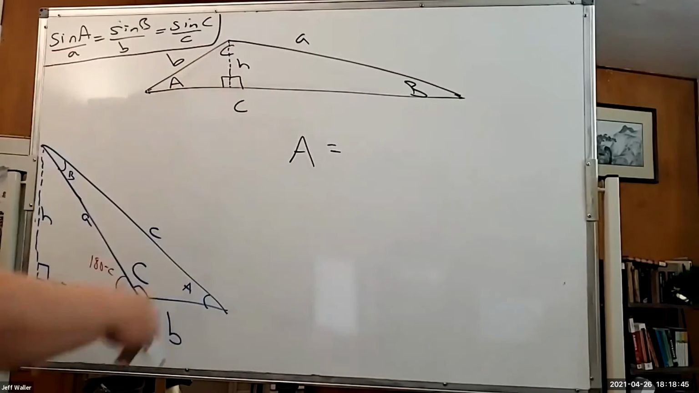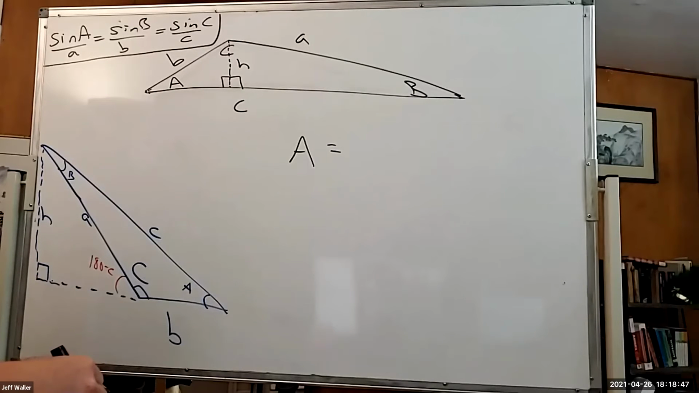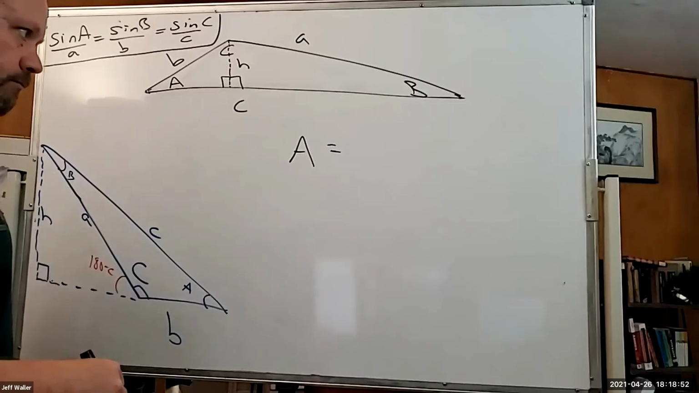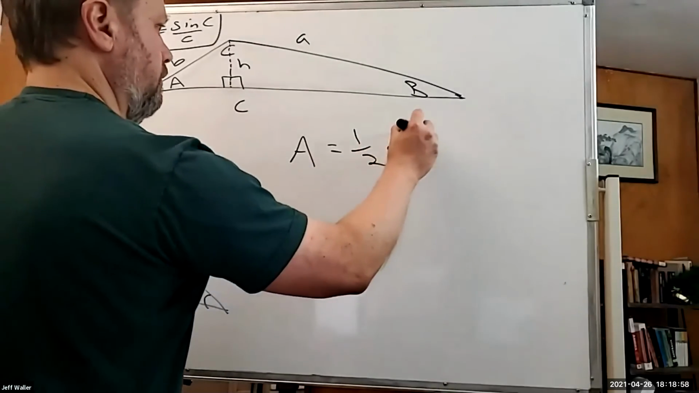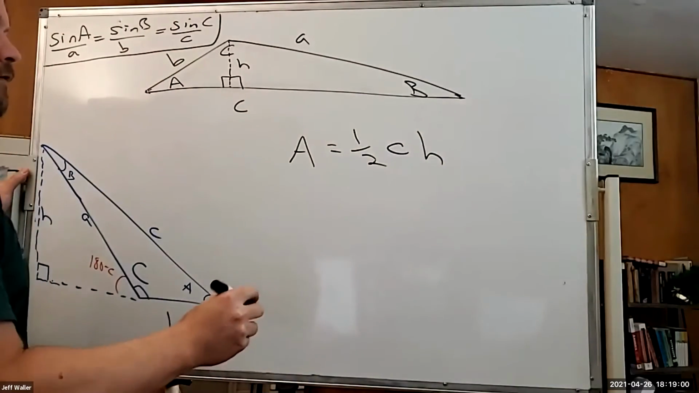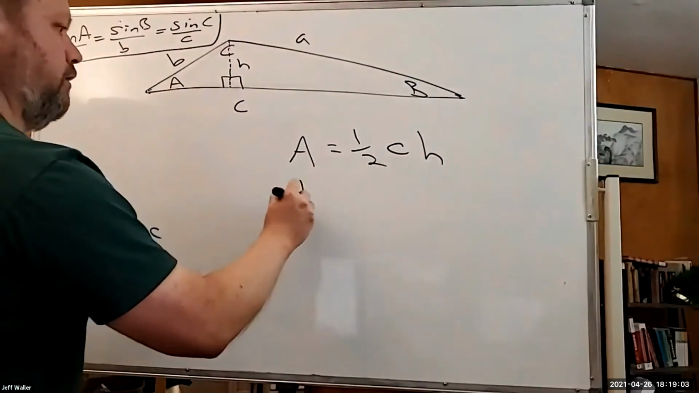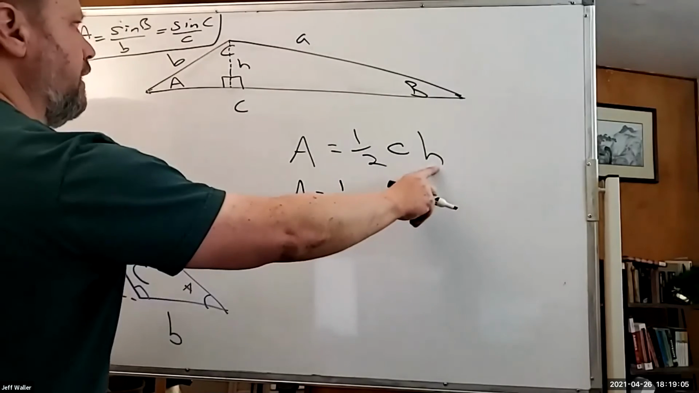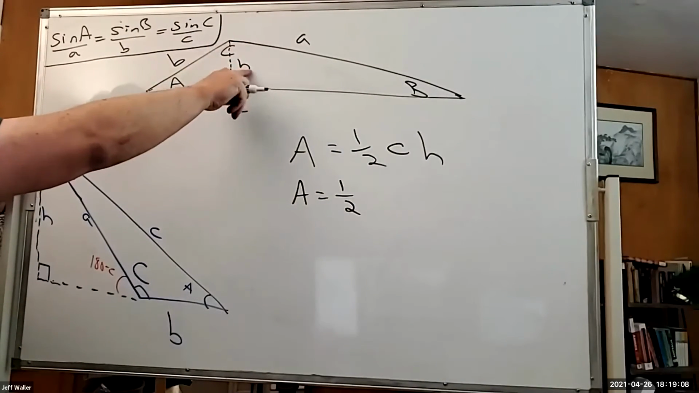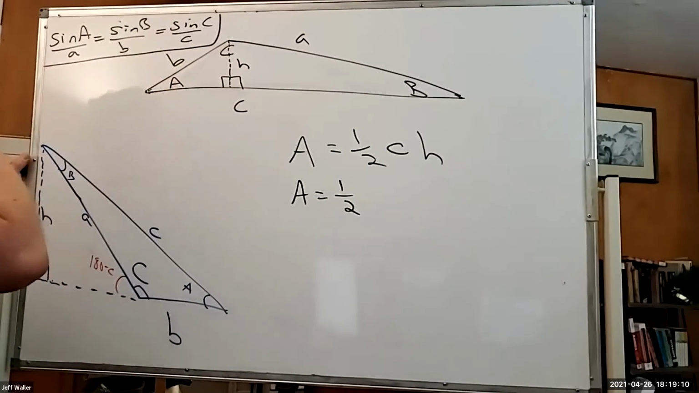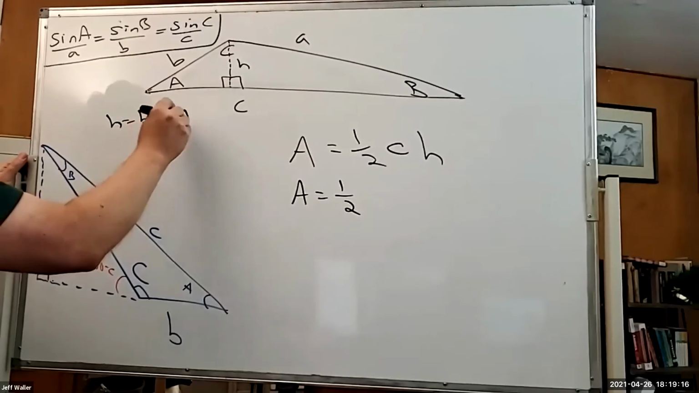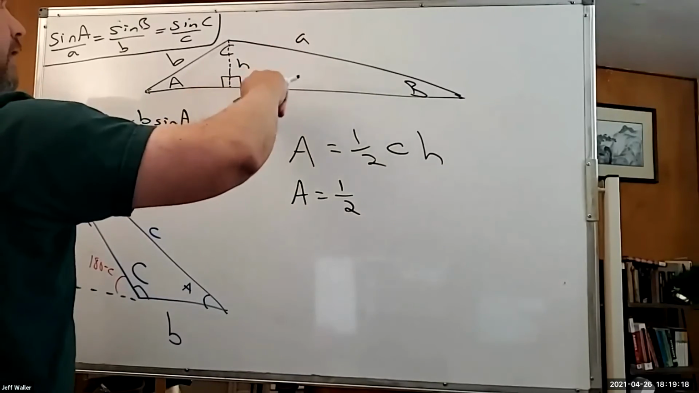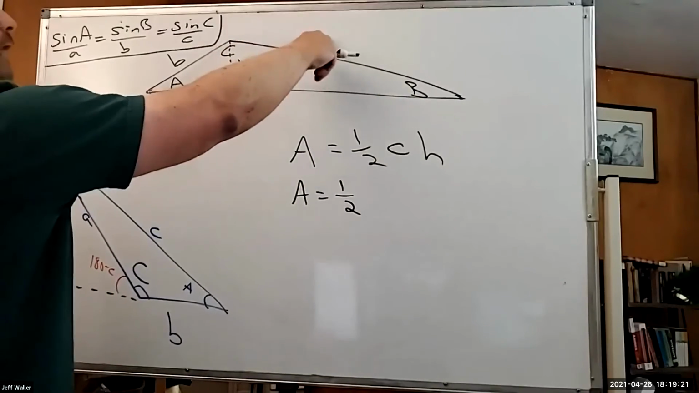What's the formula for the area of a triangle? One half base times height? Yes, 1/2. The base is c times the height. So 1/2 ch. Do you guys notice that means, what was the height? I shouldn't have erased it, but the height was b sine A, right? Do you guys remember that? The height was b times sine A, or a times sine B.